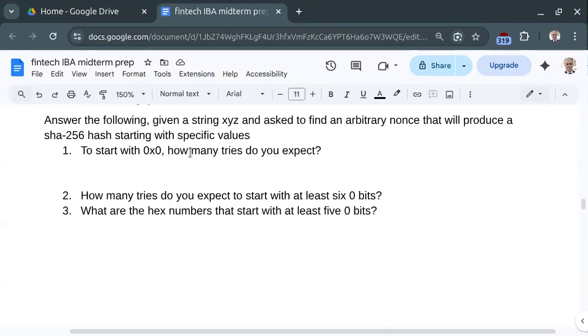Sir, there should be a 50% chance of getting a zero. What is the chance again? A 50% chance, 0.5. Okay, be careful. This is not a binary 0. This is a hexadecimal 0.